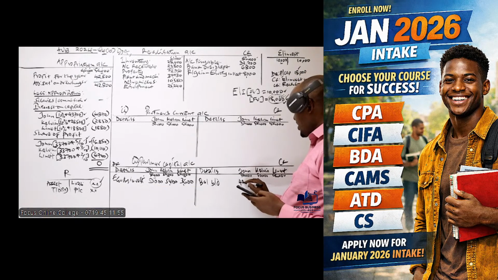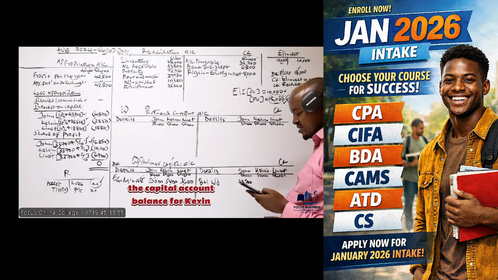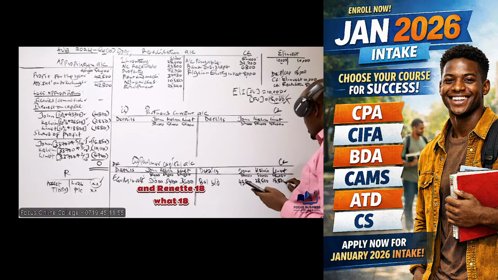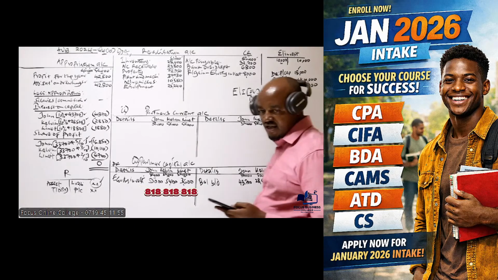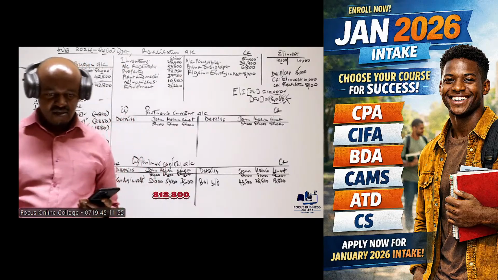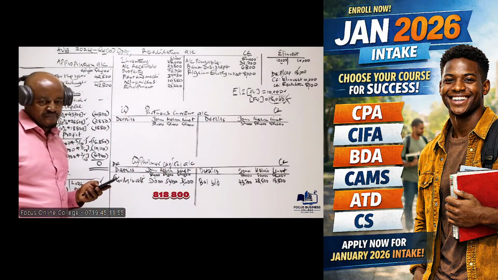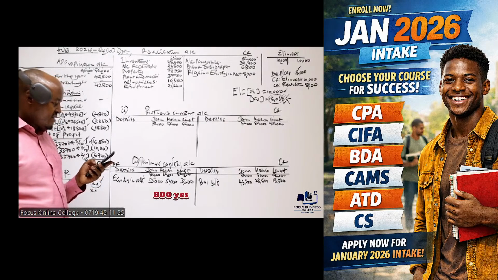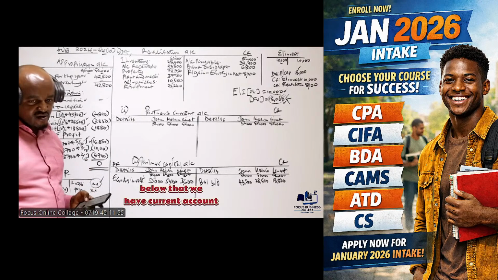So the capital account balance for John is 43,700, Kevin 28,500, and Renette 18,800. So then from there, below that we have current account balances.